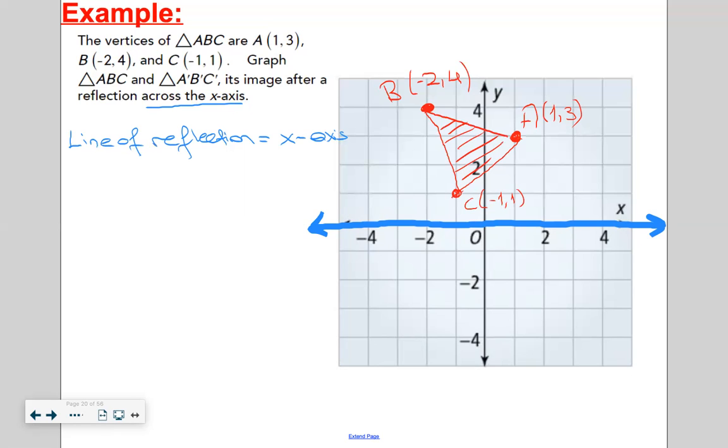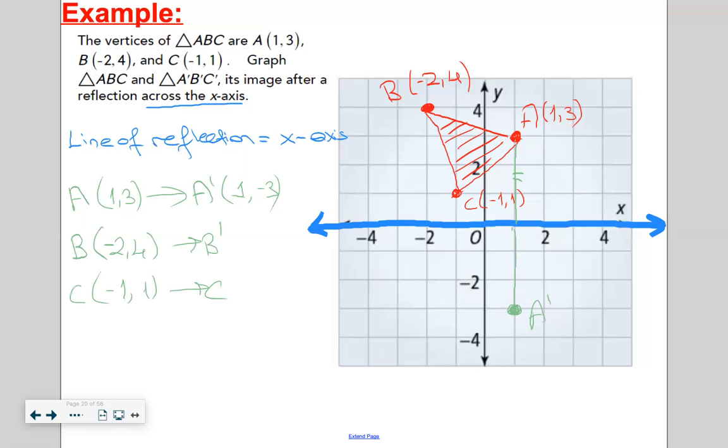Let's do it. First, A. The distance between the line of the reflection and the point A must be equal to, in opposite direction, the distance between the image figure and the line of the reflection. 1, 2, 3. So this is A prime. Let's find the coordinates as well. A was 1, 3. After the reflection, A prime coordinates are going to become 1, negative 3. What about B? The original coordinate is negative 2, 4, and we will find B prime. And the last one is C, coordinate negative 1, 1, and then we will find C prime.